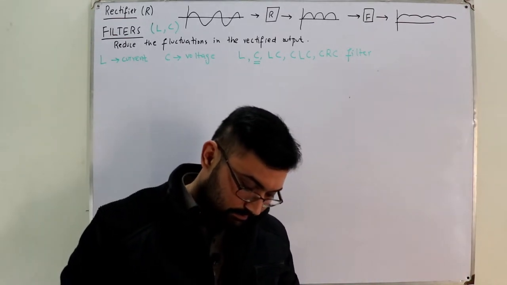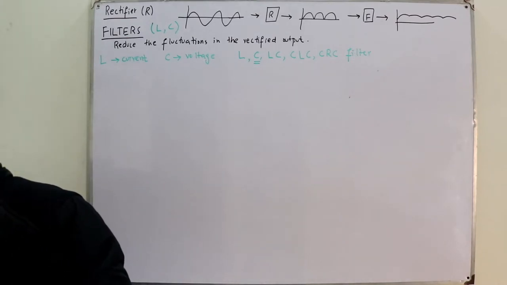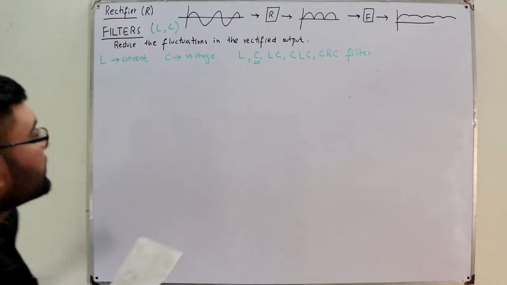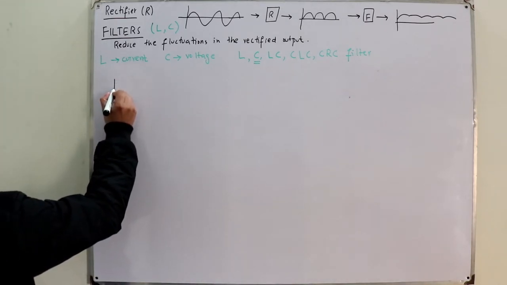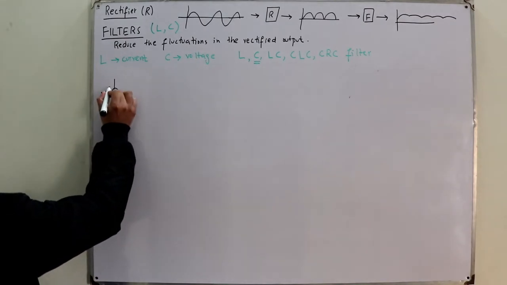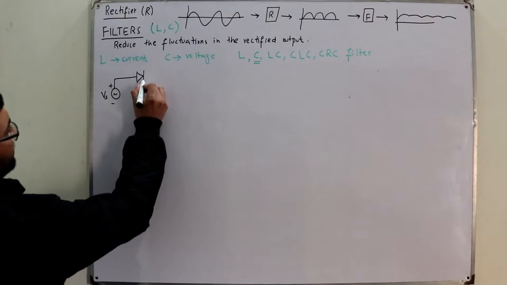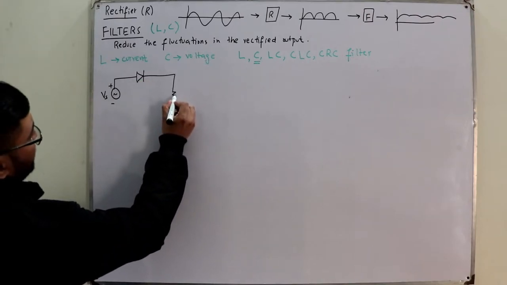For instance, considering a half wave rectifier, a simple circuit. Let's say you have this source, a varying source, Vs plus minus. You have a diode, you have a load.